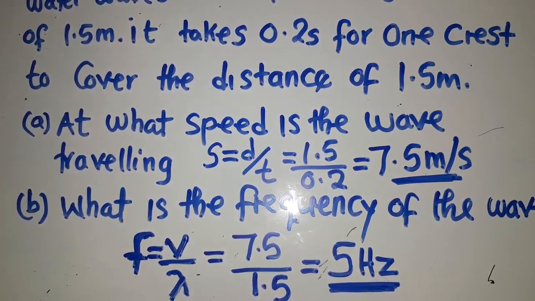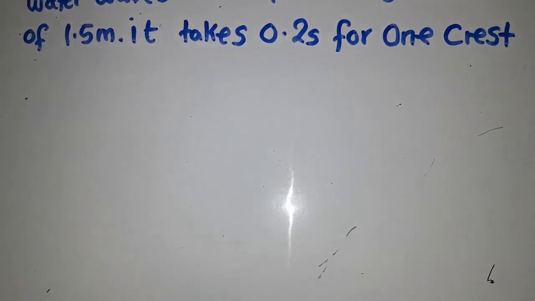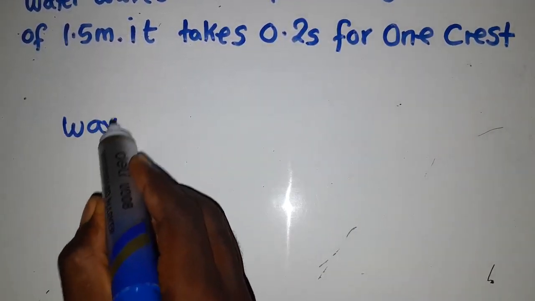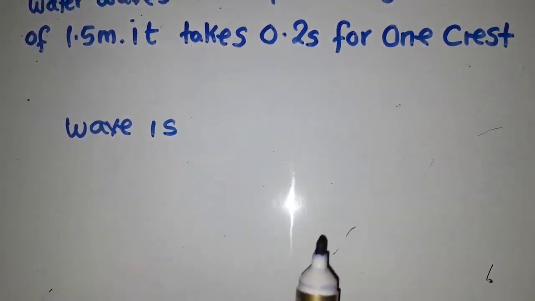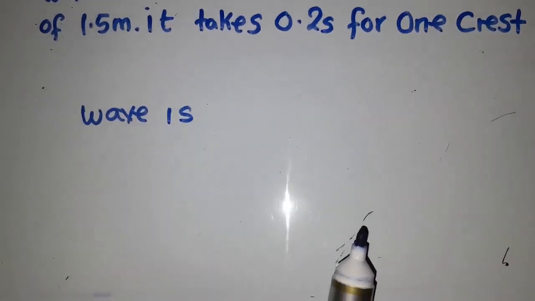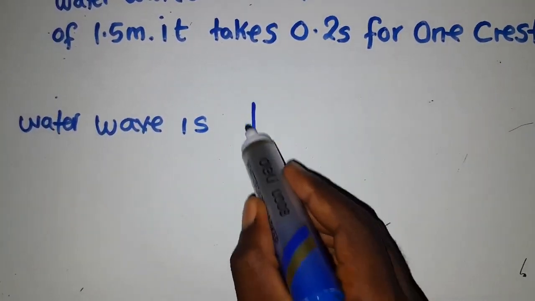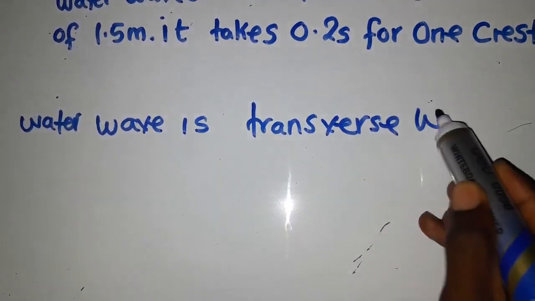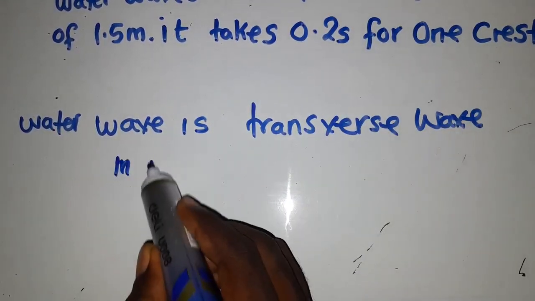So that's how you are supposed to distinguish. Hope you understand. They are telling you to distinguish between water wave. So you just say water. They are telling you water wave is what? So water wave. What is a water wave? So you say water wave is what? Transverse. Is transverse wave in nature. Have you seen? This is transverse wave in nature.